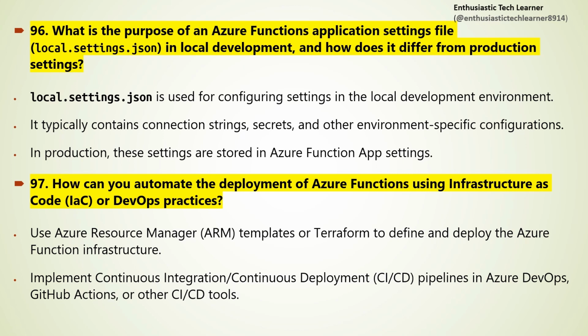How can you automate the deployment of Azure Functions using infrastructure as code (IaC) or DevOps practices? Use Azure Resource Manager (ARM) templates or Terraform to define and deploy the Azure Function infrastructure. Implement continuous integration/continuous deployment (CI/CD) pipelines in Azure DevOps, GitHub Actions, or other CI/CD tools.